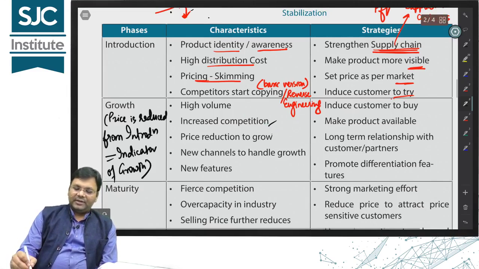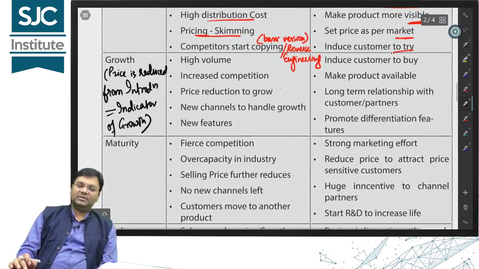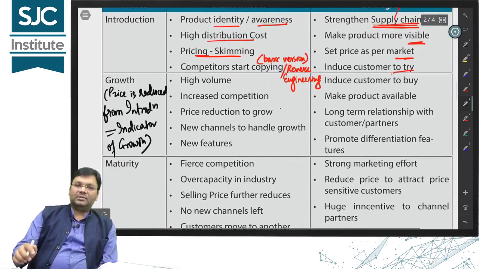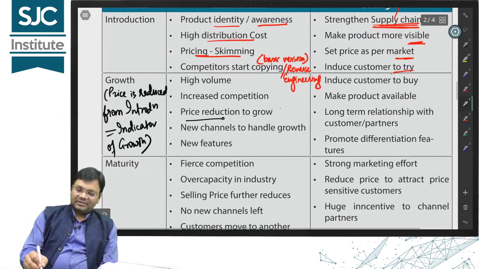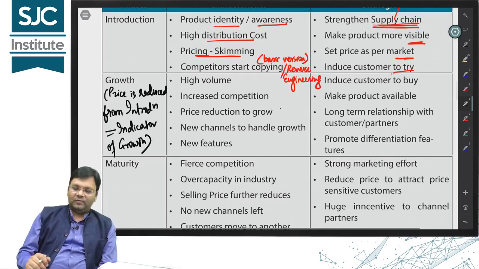So increased competition, price reduction is there. Why is price reduction there? Because we want to grow. Grow means we want to capture more volume. Next, new channels to handle growth.